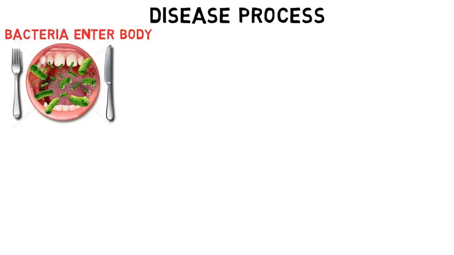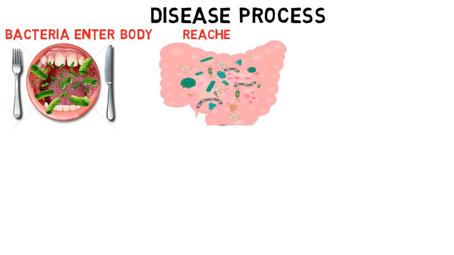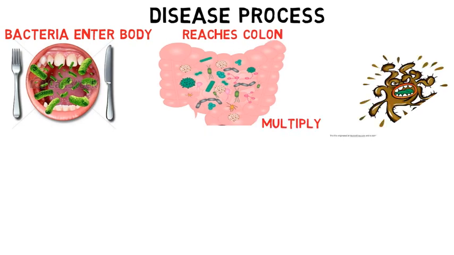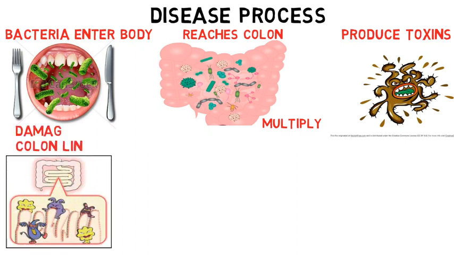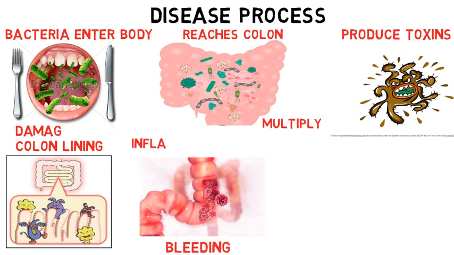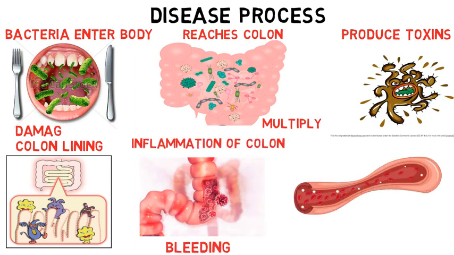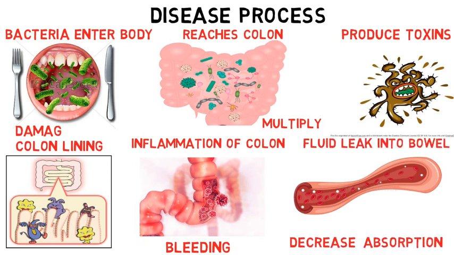Now let's begin with the disease process. Because of all the causative factors, bacteria enter the body, tackle the acidic pH of the stomach and gain entry into the colon where they multiply. While multiplying, these bacteria produce toxin which causes damage to the inner lining of the colon. As a result, there will be bleeding and inflammation of the colon. Thus, fluid present in the tissues of the colon is leaked into the bowel. As a result, there will be decreased absorption capacity of the intestine, which causes severe bloody watery diarrhea.